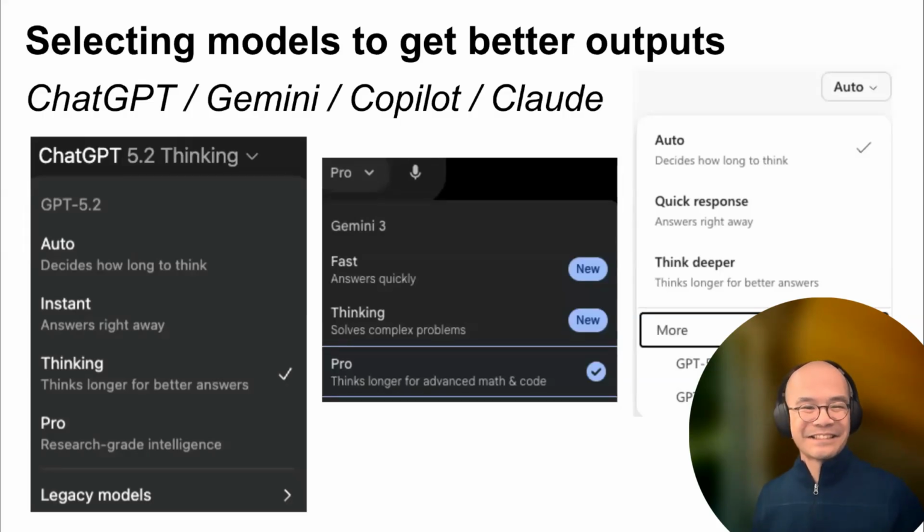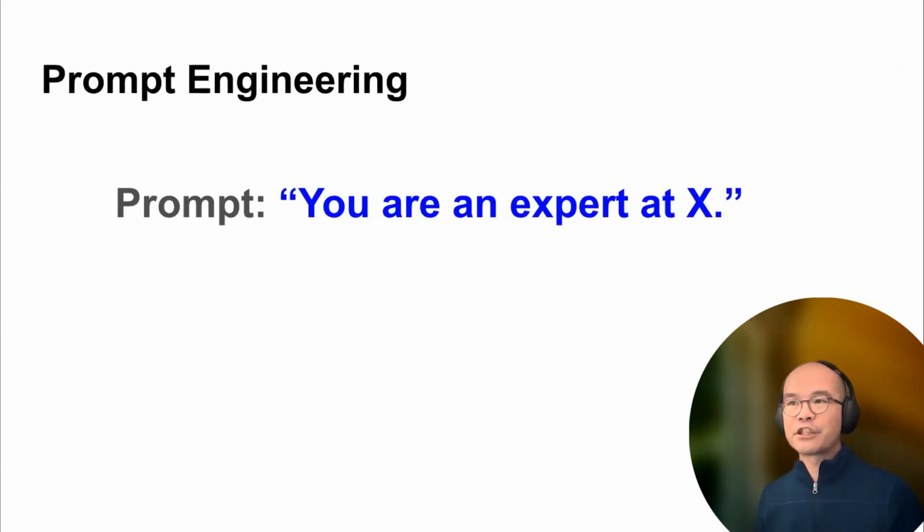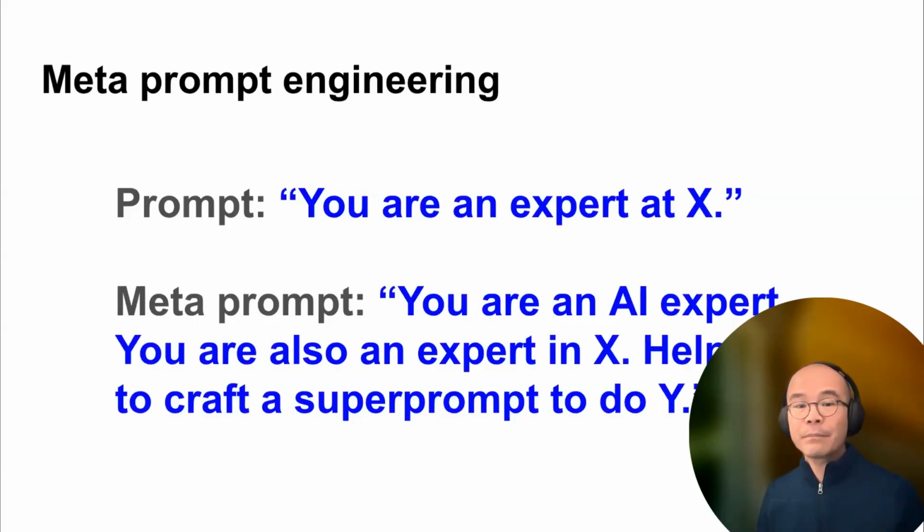The next thing that I'd like to share with you is a bit about prompt engineering. Traditional prompt engineering will typically advise you to state you are an expert at X, and this will give you a decent response. However, if you adopt meta prompt engineering, this is a two-step technique which will prompt the AI to help you to get better results.